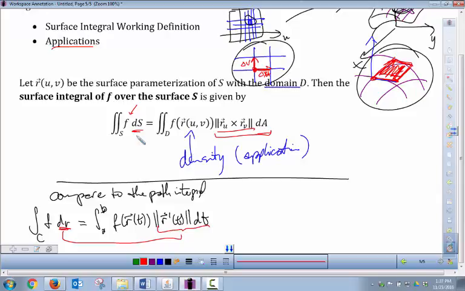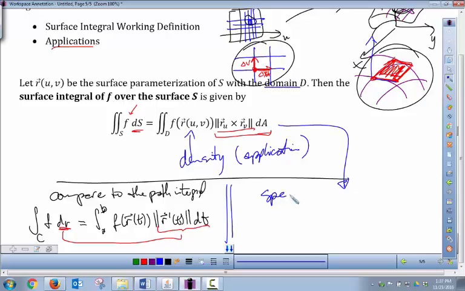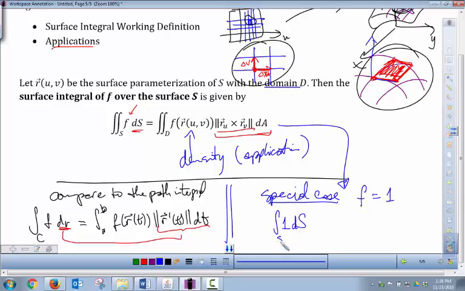So if you look at the surface area problem, it's very similar to the path integral problem. And in fact, speaking of surface area, there's a special case where the f is equal to 1. We've often talked about this. What happens when the function that you're putting in there is 1? Should be a double integral. Yeah, it'll just be the surface area.